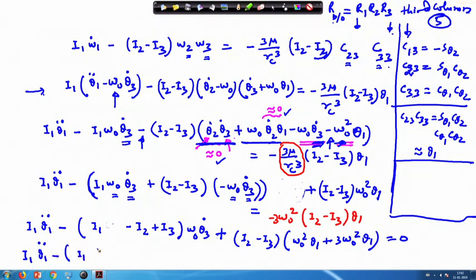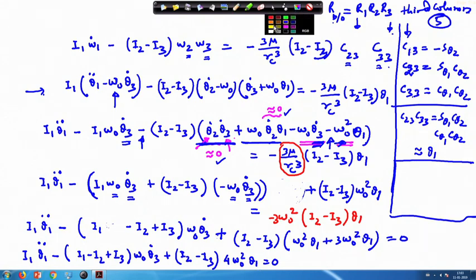So, finally, we get a term like this: (I1 - I2 + I3) times omega 0 times theta 3 dot plus (I2 - I3), which we have already written here, omega 0 a square theta 1, 3 plus 1. So, this becomes 4 omega 0 a square theta 1 equal to 0. Well, let us name this as A. So, this is your equation A.